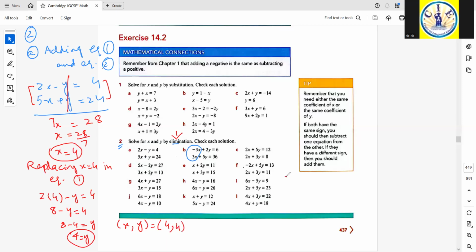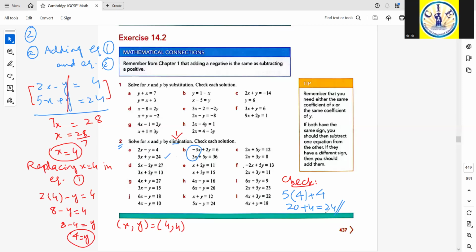And if we need to check again, we can check it by replacing this value of x and y in either of these two equations. Let me put it in equation number 2, for example. 5 times x, the value of x is 4, then y, the value of y is 4: 20 plus 4, that is equal to 24. Yes, equals the right hand side of the given equation. So that is how we solve them.